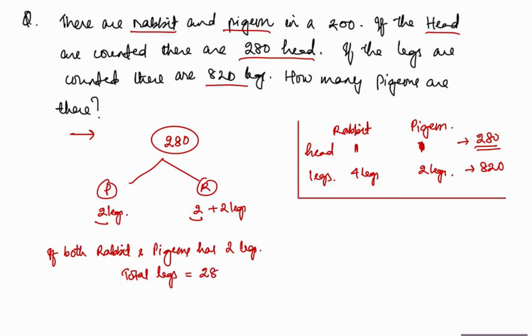The total is 280, so 280 times 2 is 560 legs. That's the question in PCM: the actual legs are 820, but 560 legs is what the pigeons count gives.